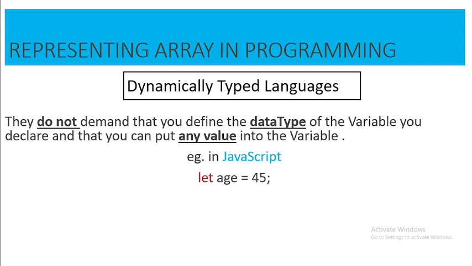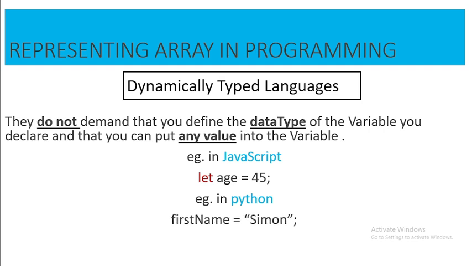In JavaScript, let age equal 45 declares a variable age, and the value may be an integer or a string. The same thing happens in Python.